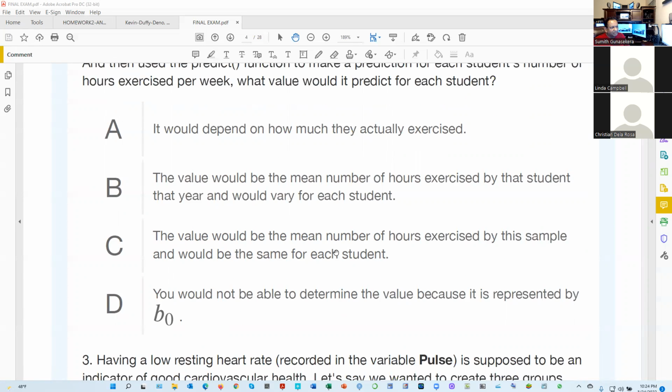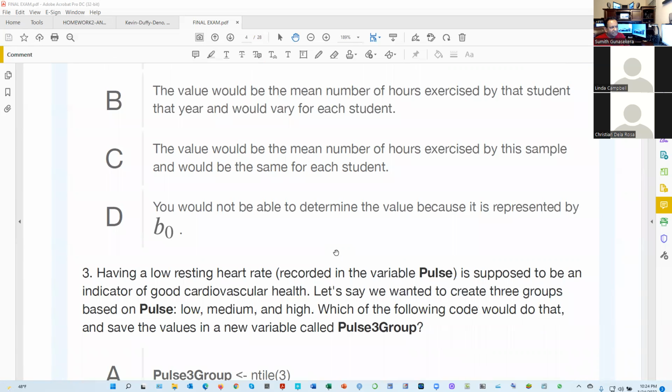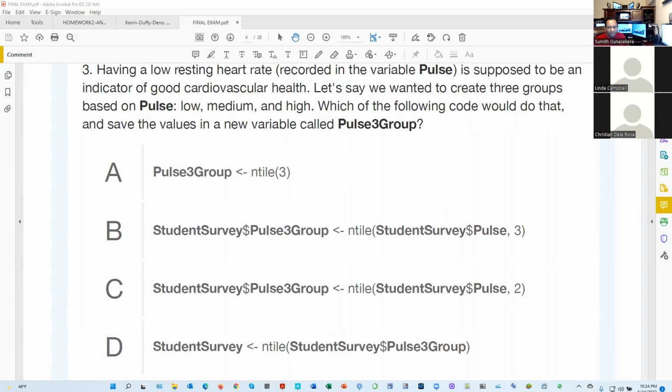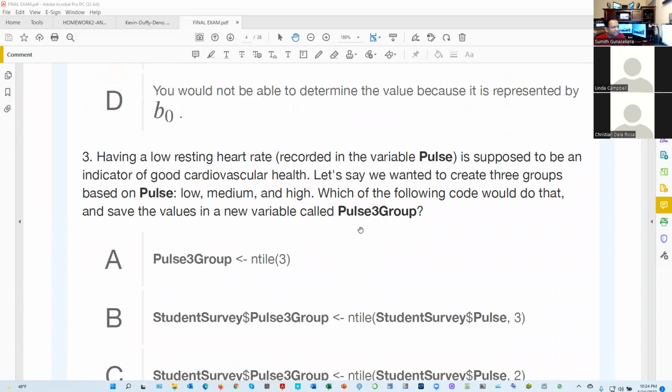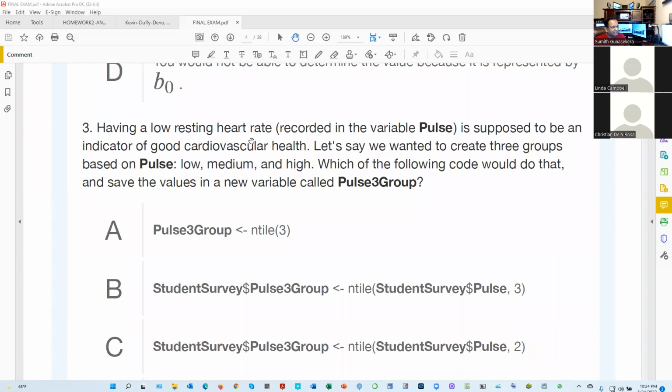The value would be the number of hours exercised by this sample and would be the same for all the students. So if you go to number 3, having a low resting heart rate recorded in the variable pulse is supposed to be an indicator of good cardiovascular health.